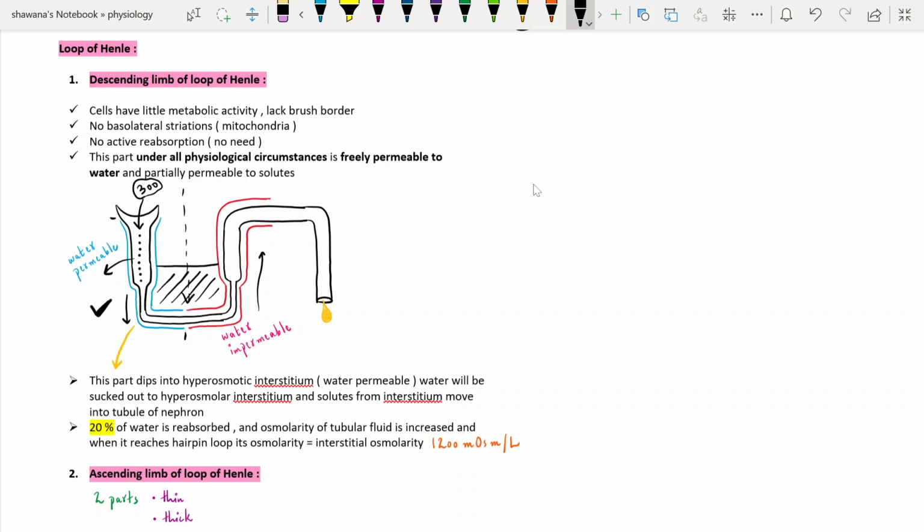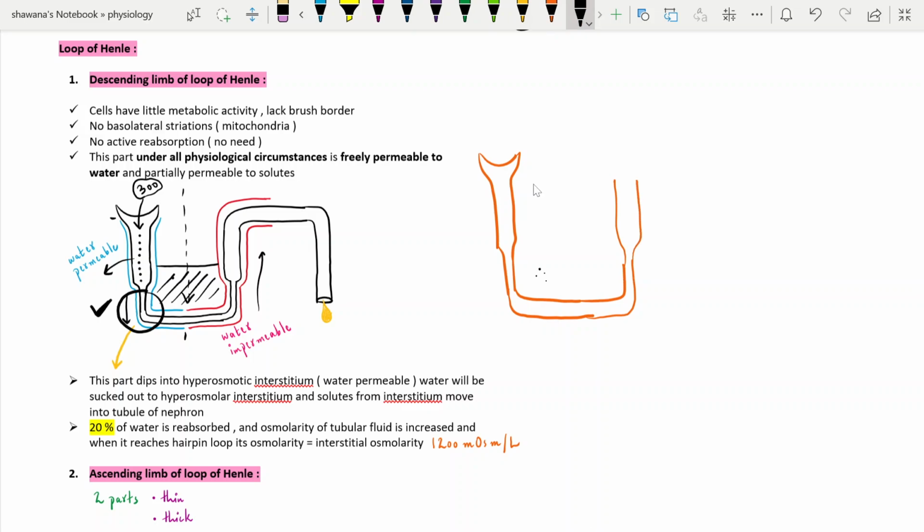This part dips into the hyperosmotic medullary interstitium, and because this part is water permeable, I will draw it here for you. We are talking about the descending limb of loop of Henle. As this part of the nephron dips deep into the medullary interstitium, which is hyperosmotic, and the descending limb is already water permeable.